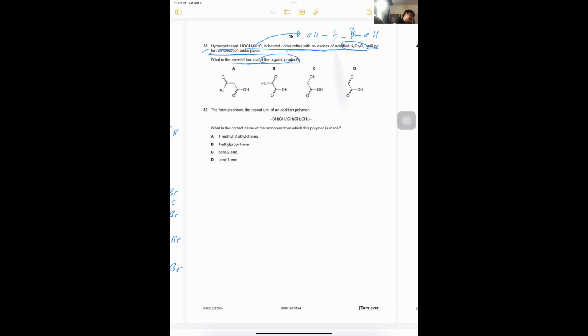So the acid cannot further oxidize, but the OH group can oxidize. First let's check which have 2 carbons. This one has 3 carbons, so this is wrong. This has 2 carbons, but the oxidation did not occur, so that is wrong. And here, okay, it does not become an aldehyde, it becomes an acid with K2Cr2O7. So it's 2 carbons, and that is correct. It should be B.